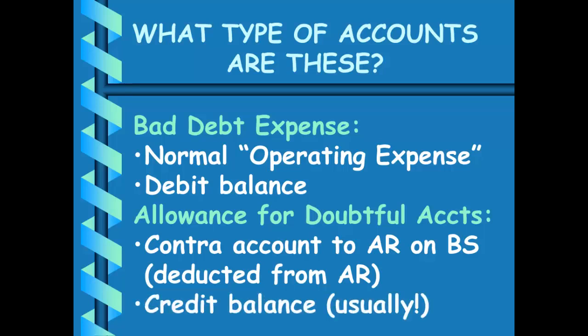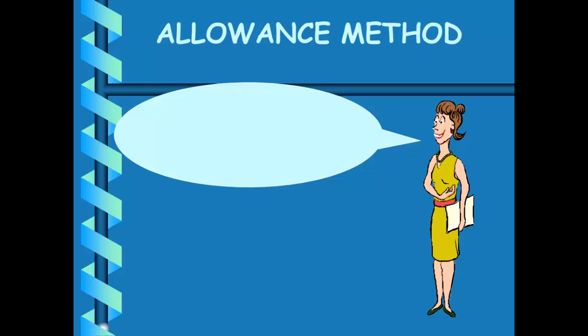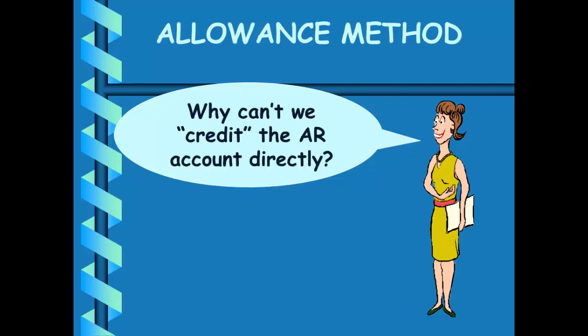Now, a contra account always has the opposite balance of what it's contra to, right? So assets have a debit balance. A contra asset should have a credit balance. The allowance for doubtful accounts, being a contra asset, should have a credit balance, although we will see sometimes temporarily it may end up with a debit balance. So we'll talk about that actually in the next class before we get to how that could happen. Why don't we just credit accounts receivable?